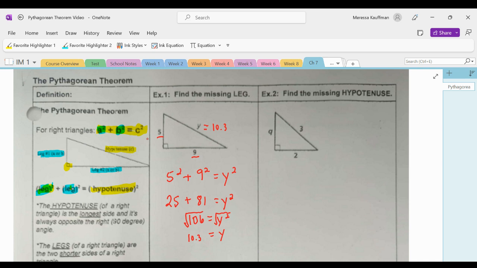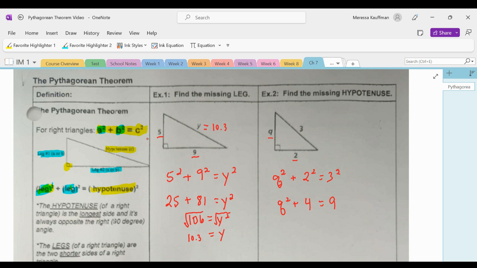Again, we have an unknown here. Our a squared is actually a q, so we're just going to write it as q squared plus, well, now I have my other leg, that's 2 squared, is equal to my hypotenuse, which is 3 squared. All right, so now I've got q squared plus, well, 2 squared is 2 times 2, which is 4, is equal to 3 squared, or 3 times 3, which is 9. So now I'm solving for q.